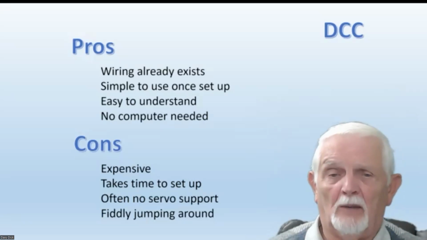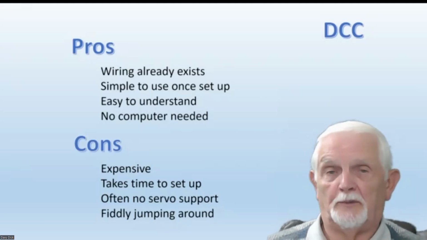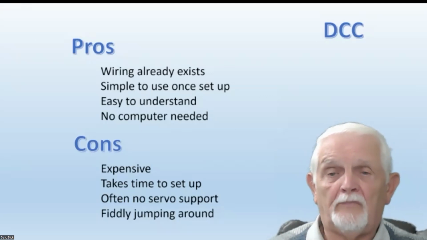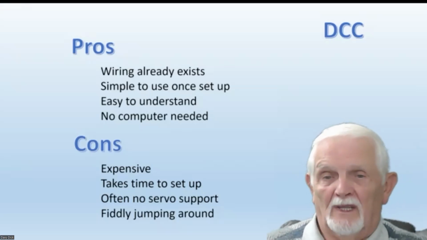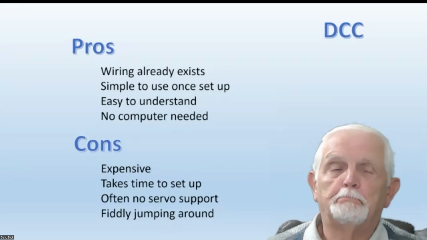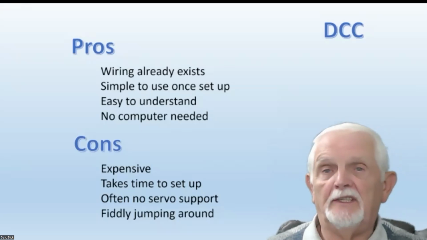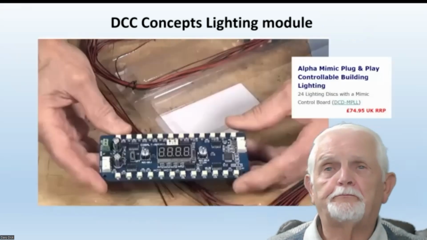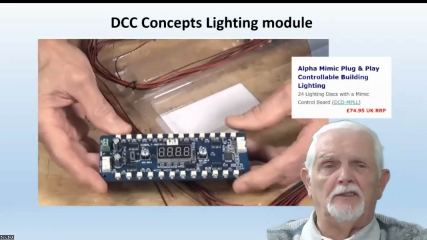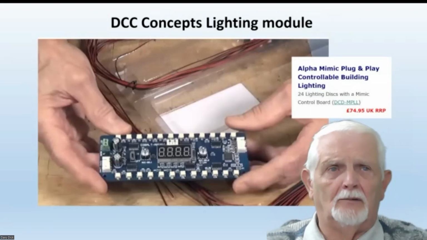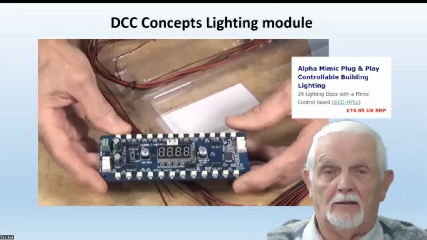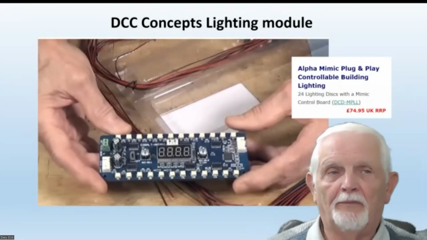Personally, I'm much happier with a control panel with switches with a mimic of the whole layout. But that could be a con if you agree with me, basically. So that's the DCC decoders. There's now one brought out just recently by DCC Concepts called the Alpha Mimic Plug and Play Controllable Building Lighting Module. Here's a mouthful.